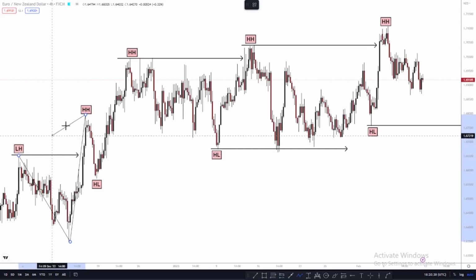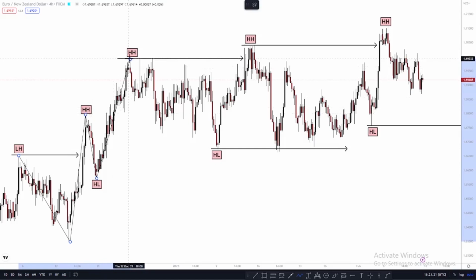You get me? Good. So after this higher high was created, what did price do next? It retraced a little bit to create a higher low. Why is this a higher low? Because this low is higher than that low. You get me? Good. So after this higher low was created, what did price do? It continued back to the upside to create a new higher high. Why is this a higher high? Because this high is higher than that high.